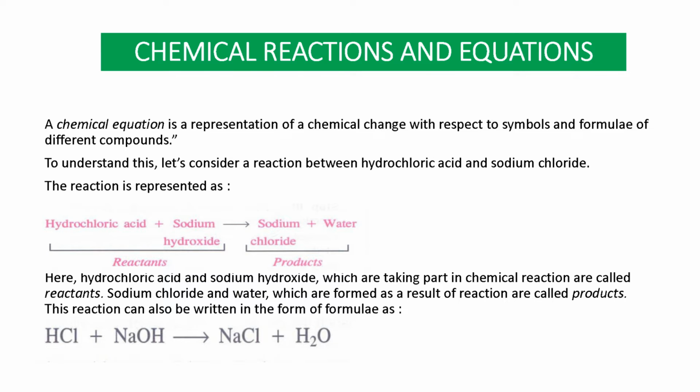The next topic is chemical reactions and equations. First, let us know what a chemical reaction is. A chemical reaction is the process in which reactants convert into products. And a chemical equation: when we write a chemical reaction in the form of symbols and formulas, it becomes a chemical equation. Here the definition is written: a chemical equation is a representation of chemical change with respect to symbols and formulas of different compounds.